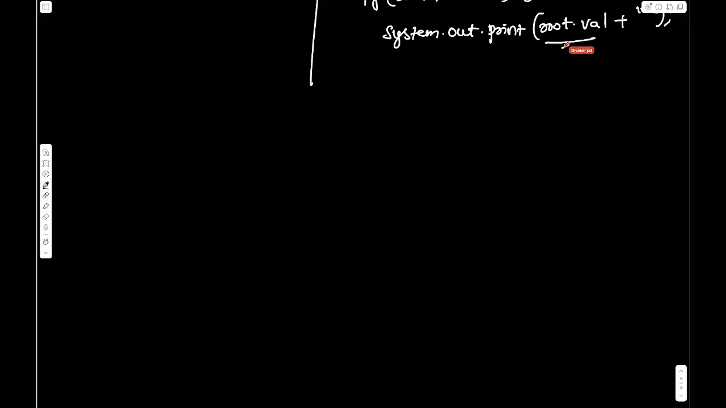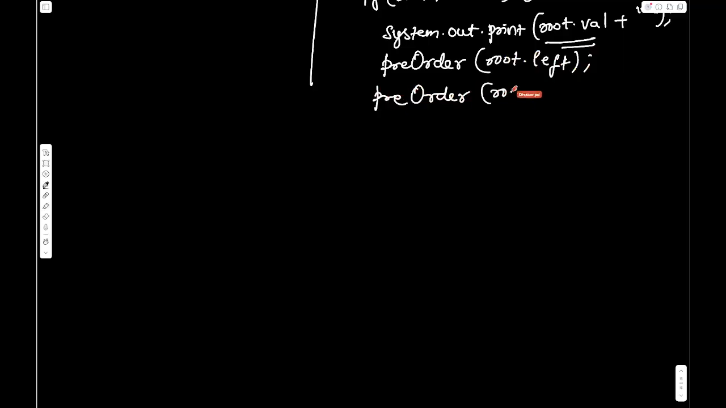We will know what this notation and all. So we do a pre-order call again, which is a recursive call on root dot left. And then we do pre-order of root dot right. So again, we'll close this. So how does this work? Let's see this with this example.